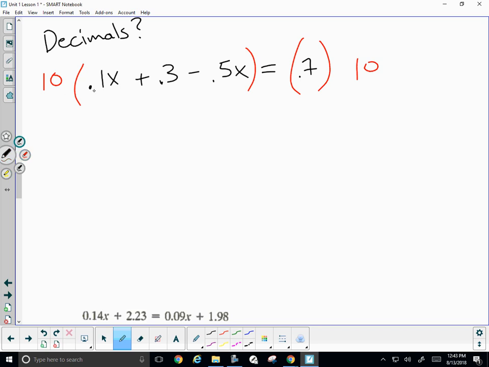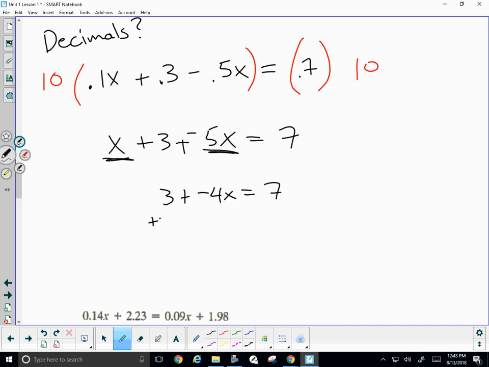If I multiply by 10, 10 times 0.1, which is 1/10, is just 1. And we just move the decimal place over once. So I get x plus 3 minus 5x equals 7. This might be a lot easier to work with than with the decimals if you're not comfortable working with decimals. Again, same side combine, add the opposite to remove. Multiply by the reciprocal to remove stuff that's being multiplied.